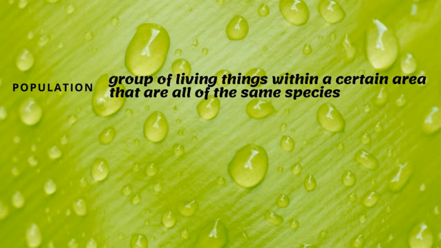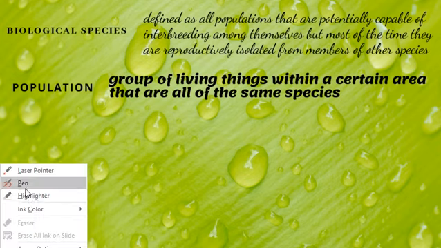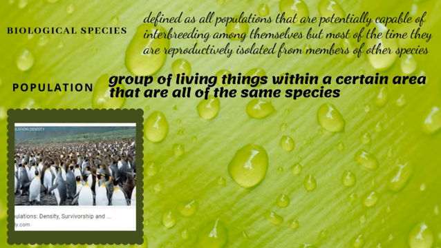And this population is under the concept of biological species, which is defined as all populations that are potentially capable of interbreeding among themselves, but most of the time they are reproductively isolated from members of other species. These are some of the illustrations of population.